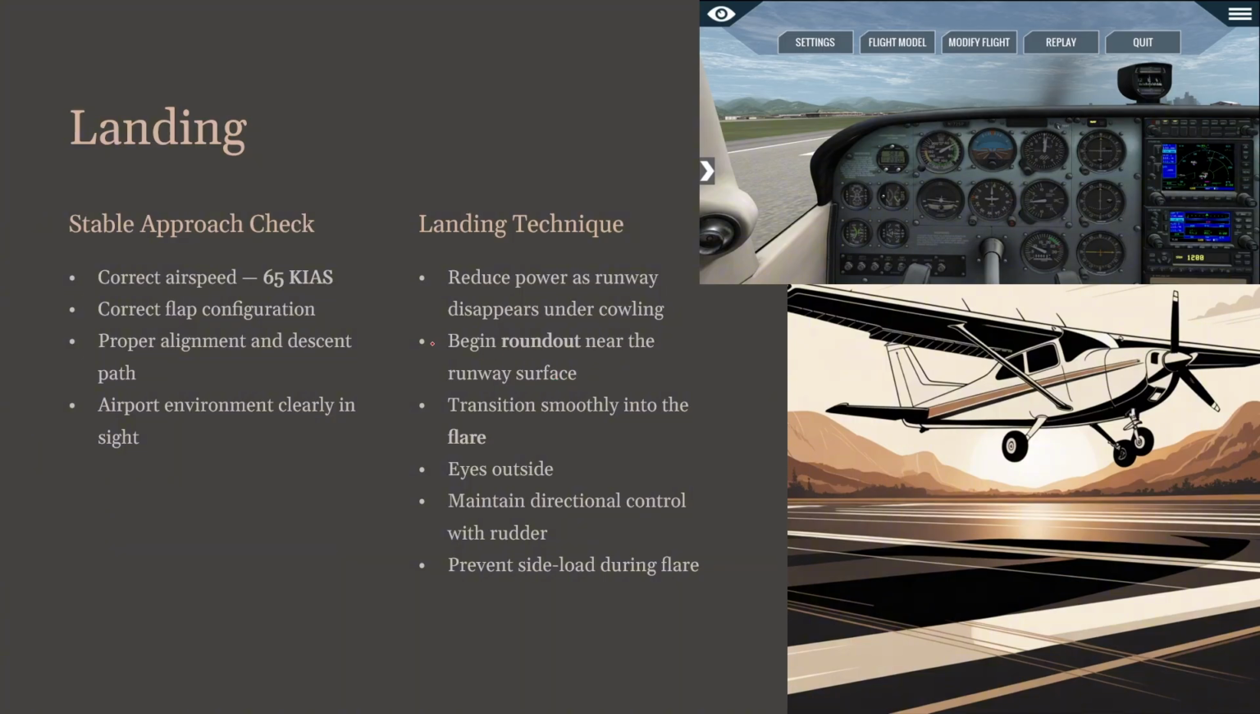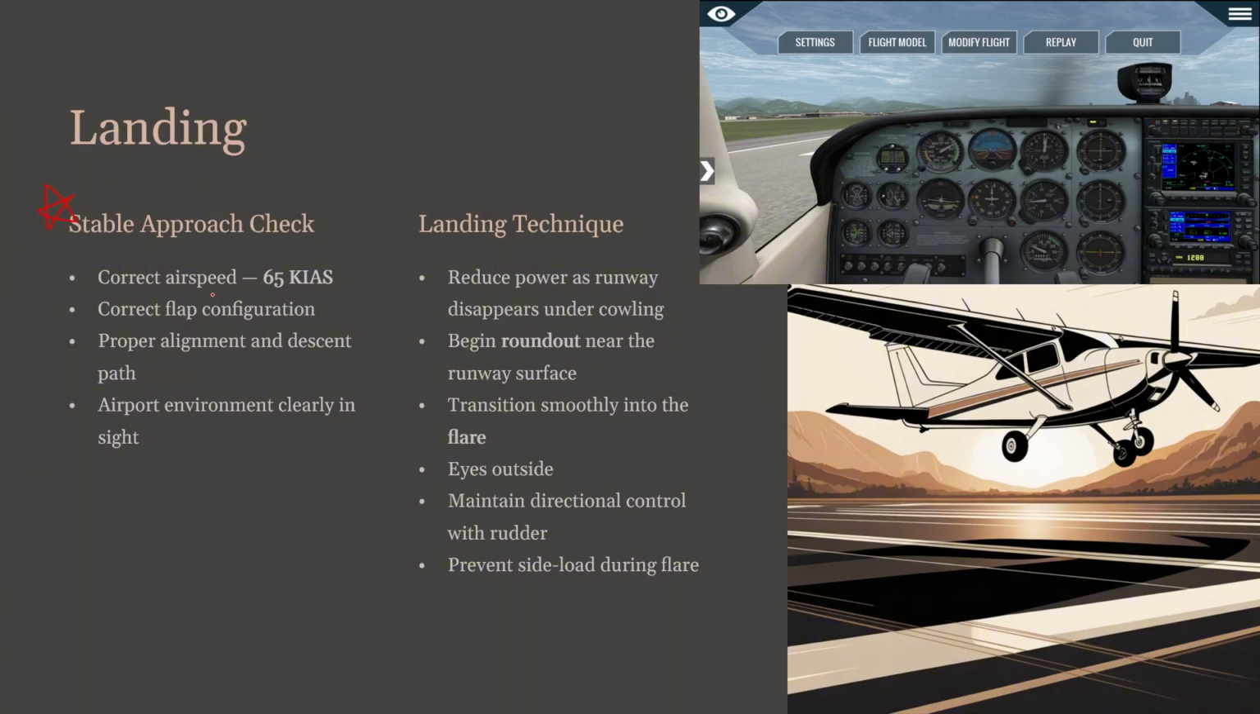Now we're ready to land. Before landing, it's important to confirm that the approach is stable. A simple way many instructors teach this is to quickly check a few key conditions on short final: correct airspeed, correct configuration, which is full flaps, proper alignment and flight path toward the runway, and the airport environment clearly in sight.